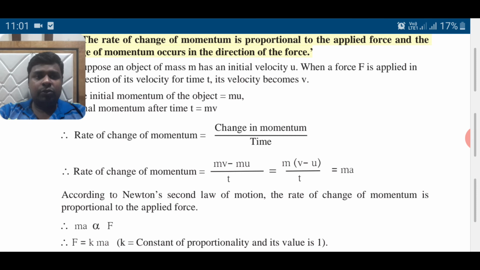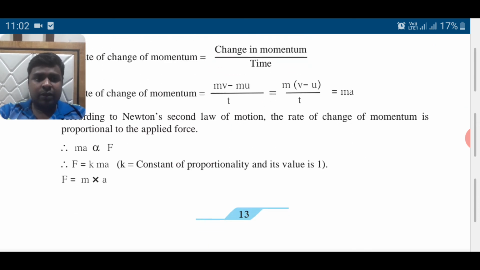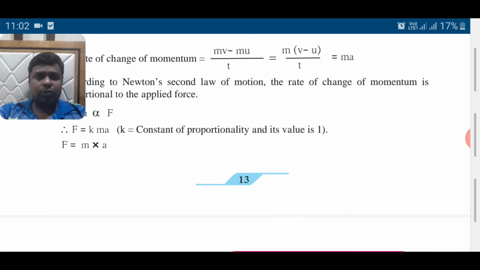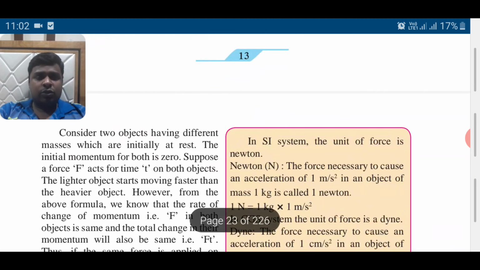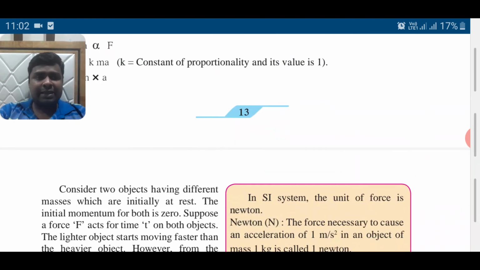Now, according to Newton's second law, rate of change of momentum is proportional to force. So F is equal to K m a. K is nothing but 1, suppose we take the constant as 1. So F is equal to ma. This is the formula. Force is equal to mass into acceleration.